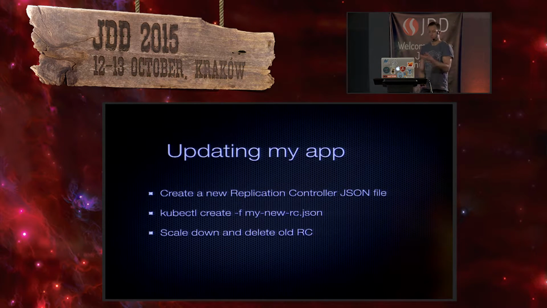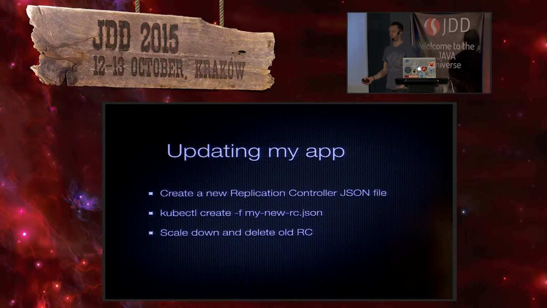So that means I have to create this new JSON file containing probably the new version of my Docker container. Once again, I have to go to kubectl create to actually spin this up. And then I manually have to scale down the old cluster. And hopefully I do that in a way that I don't cause any downtime. Doesn't feel very automated at all. This is not what we want, right?